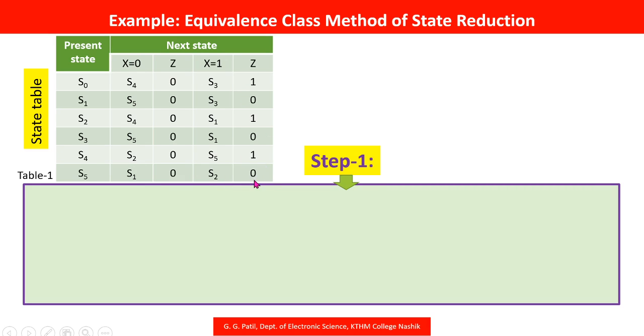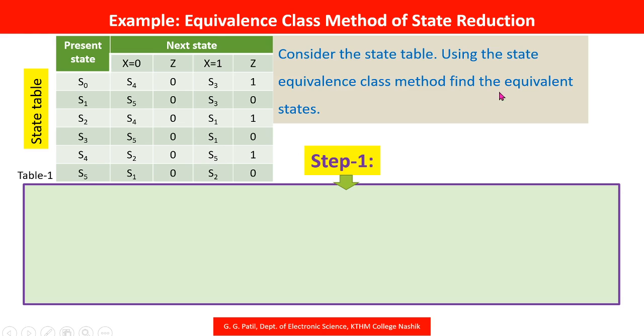So in this way, the state machine is described in the state table. Now we have to use the equivalence class method of state reduction, that is, partitioning of the states, is to be done. So how it is done, let us see one by one.